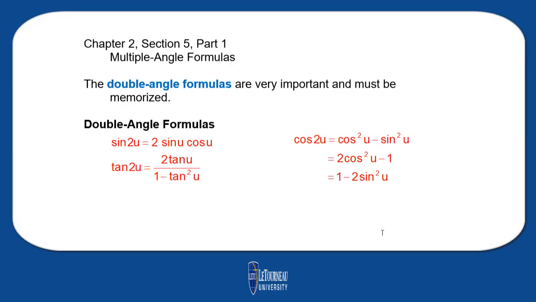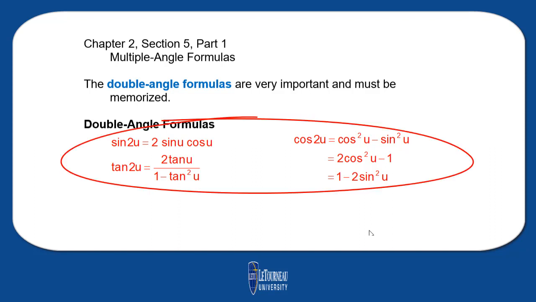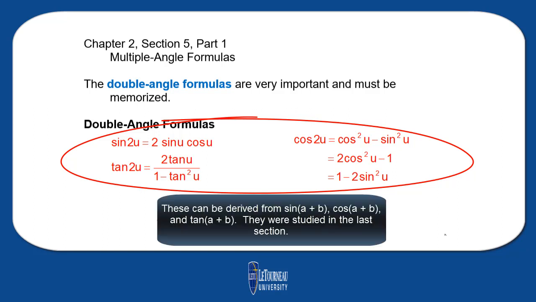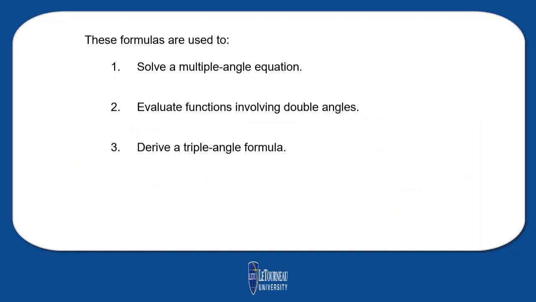Right, continuing our study with trigonometric identities, let's use the multiple angle formulas. Let's start with the double angles. Notice the sine of 2u is 2 sine of u cosine of u, and there are 3 different formulas: sine, cosine, and tangent. These can be derived from the sine, cosine, and tangent of a plus b. We're going to work 3 types of problems with these.